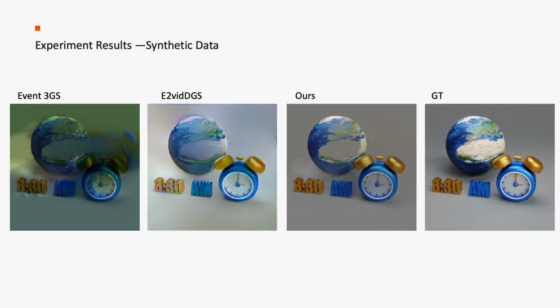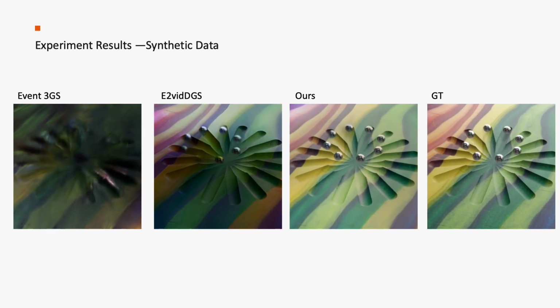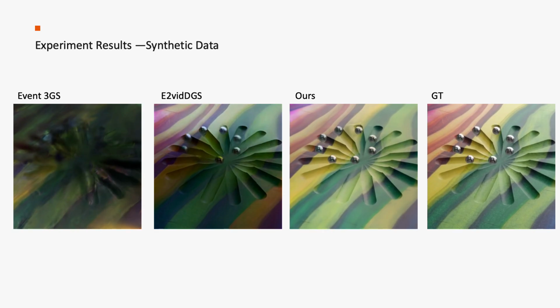The alarm scene features a rotating structured object. FastEventDGS faithfully captures geometric details that baselines fail to reconstruct. The ball scene demonstrates fast translational motion. FastEventDGS achieves an average PSNR of 22.91 dB, a plus 5.15 dB improvement over the best baseline, E2VidDGS.